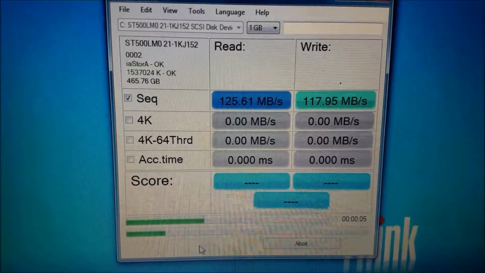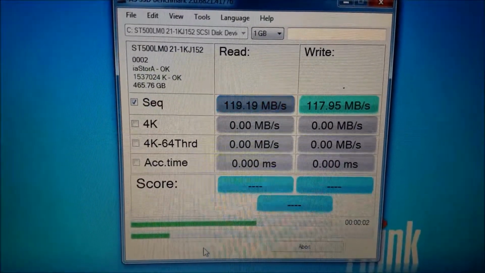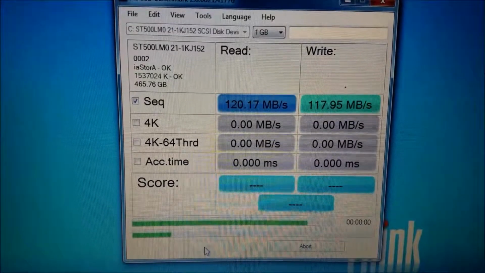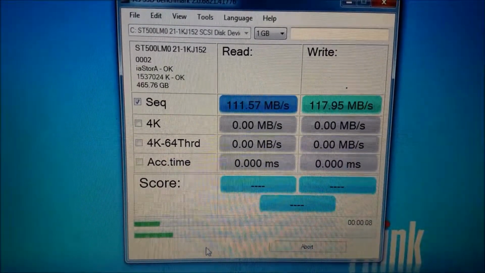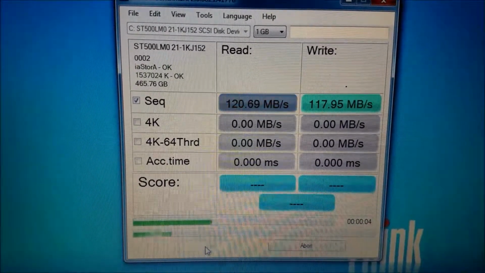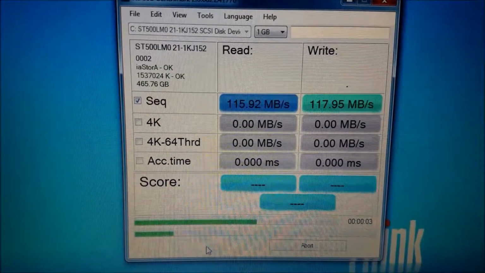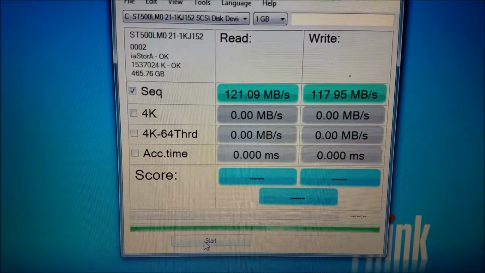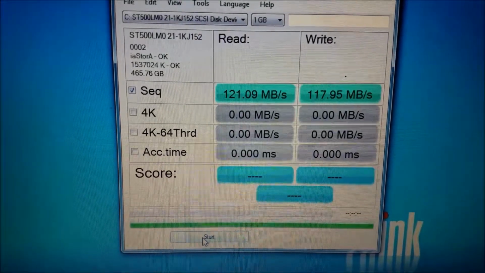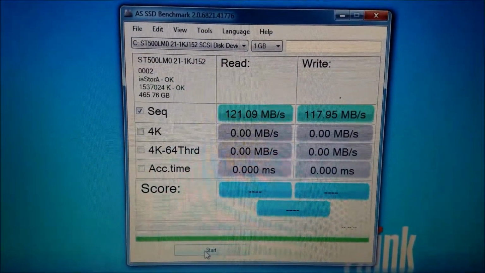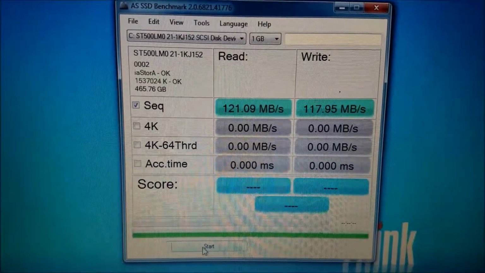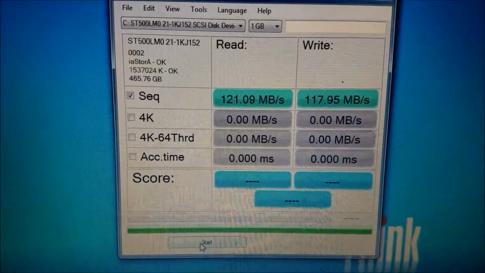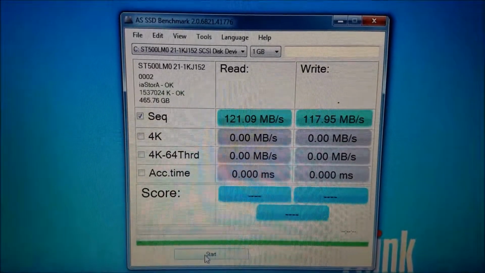Not bad. I'm kind of impressed that it's getting above 100 megabytes per second. Pretty impressive that an old style hard drive, an old spinning platter, can get to these speeds. So there you go. That's the 500 gigabyte laptop thin 7200 RPM Seagate hard drive, and it did pretty well.